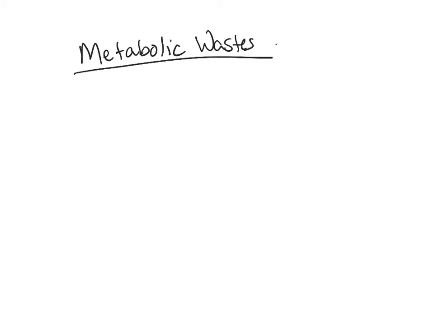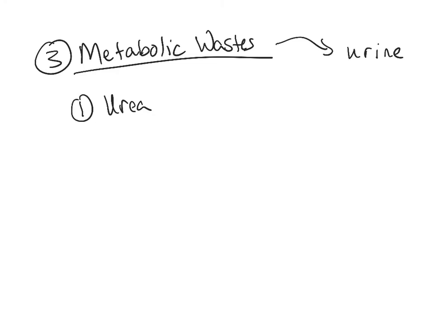So next let's talk about some metabolic wastes. One of the things that the kidneys do is they help the body get rid of metabolic wastes. So the metabolic wastes end up in the urine, and you get them out of your body. Our bodies form 3 important metabolic wastes. The first one is called urea, and we've talked about this before. Urea is the most abundant metabolic waste, and it's from the breakdown of amino acids.